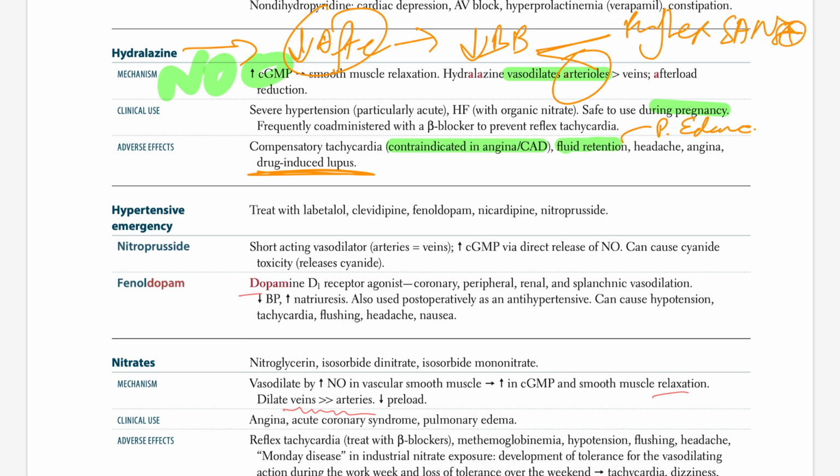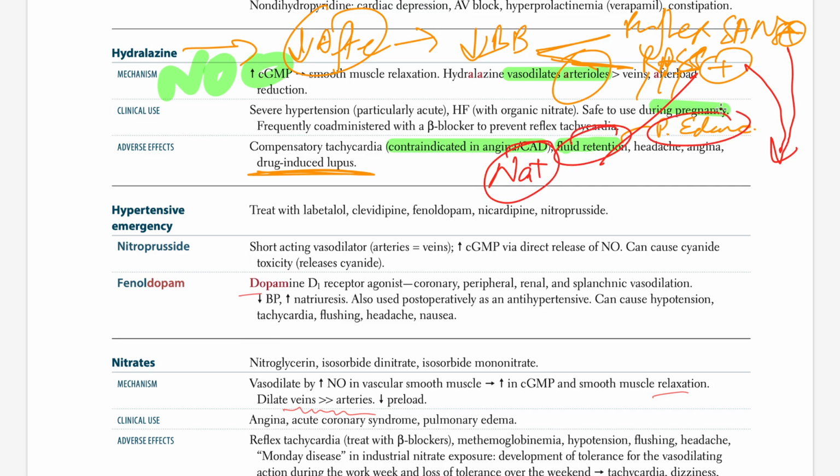That reflex sympathetic, and you will also have stimulation of RAS, RAAS, my bad, renin-angiotensin-aldosterone system, right? So when you activate all of this, you have two things now, right? With the sympathetic activation and RAS activation, RAS would specifically cause sodium and fluid retention. That would cause fluid retention, peripheral edema. And with the sympathetic stimulation, there's going to be reflex tachycardia.